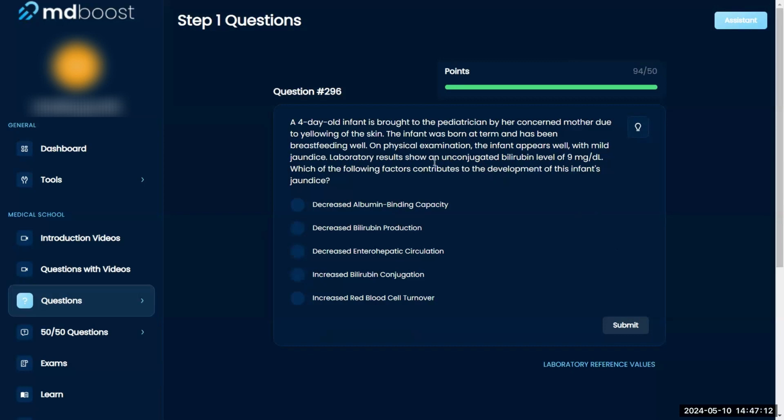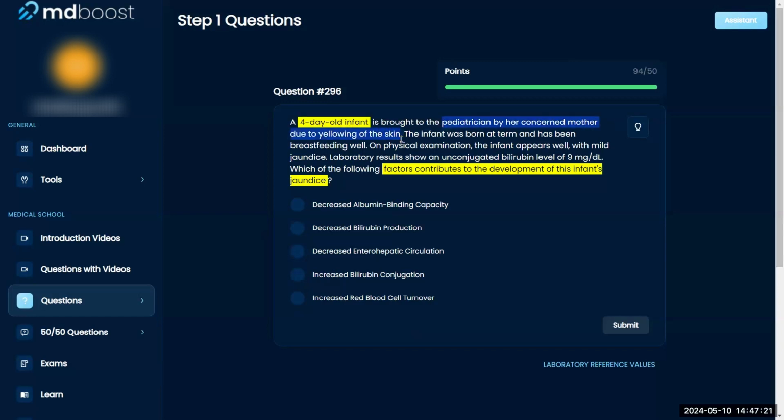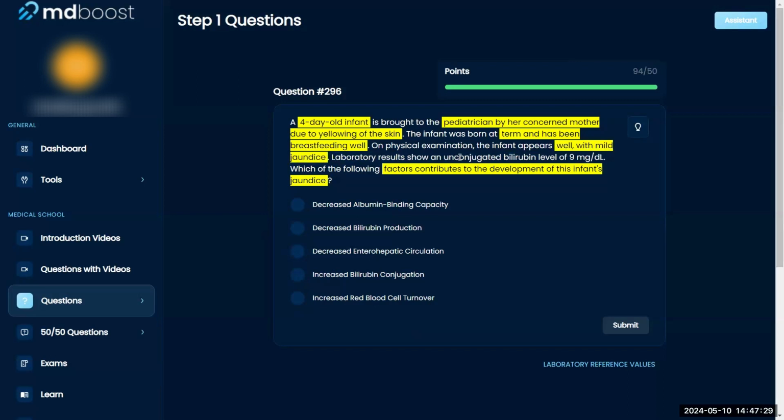Which of the following factors contributes to the development of this infant's jaundice? A 4-day-old infant is brought to the pediatrician by her concerned mother due to yellowing of the skin. The infant was born at term and has been breastfeeding well. On physical examination, the infant appears well with mild jaundice. Laboratory results show an unconjugated bilirubin level of 9, which is pretty high. Which of the following factors contributes to the development of the patient's jaundice?